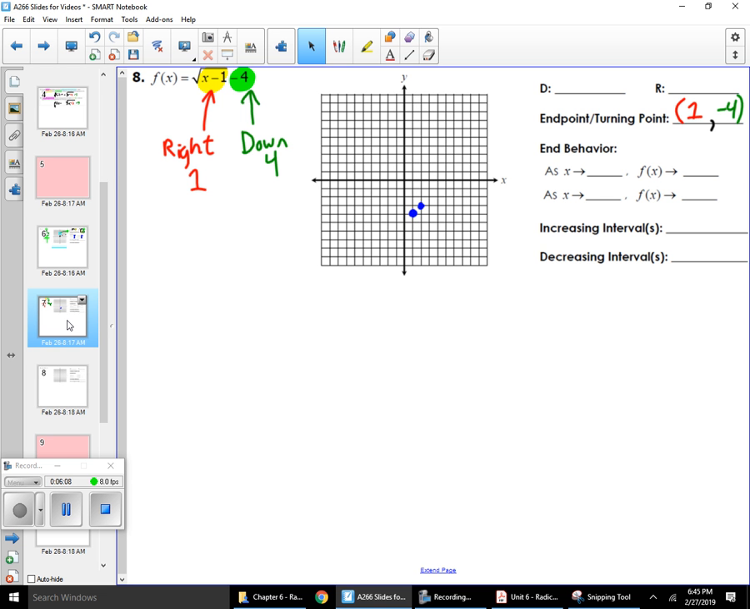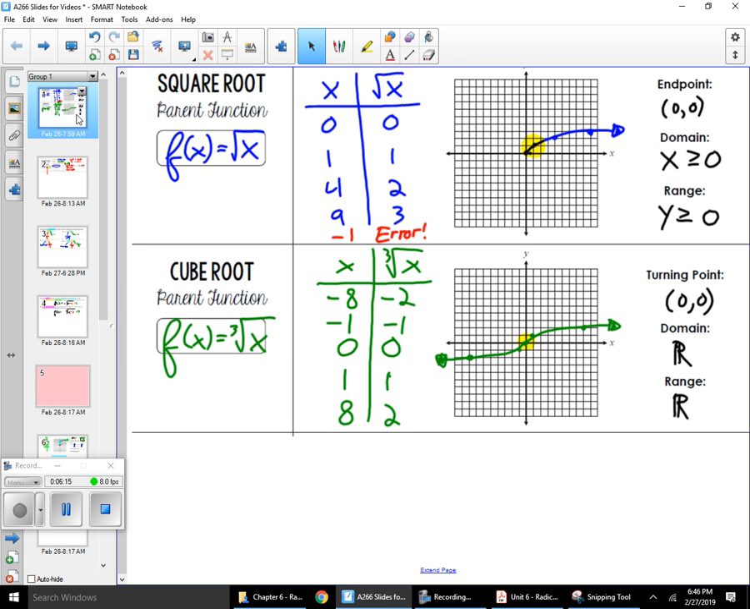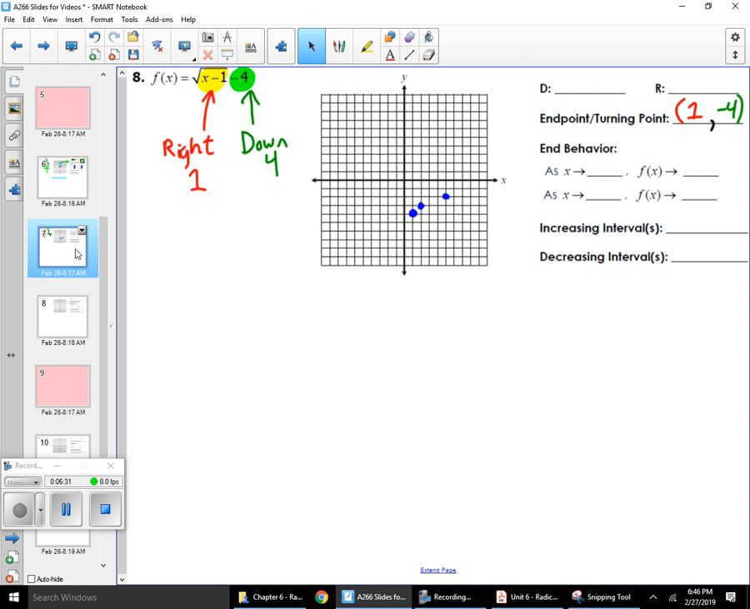From that point, the next one would be up 1 and right 3. You can see that in the parent function as well. Up 1 and right 3. The next one will be up 1 and right 5. And then it would be up 1, right 7, up 1, right 9, those odd numbers. That's another way that you can graph one of these quickly.